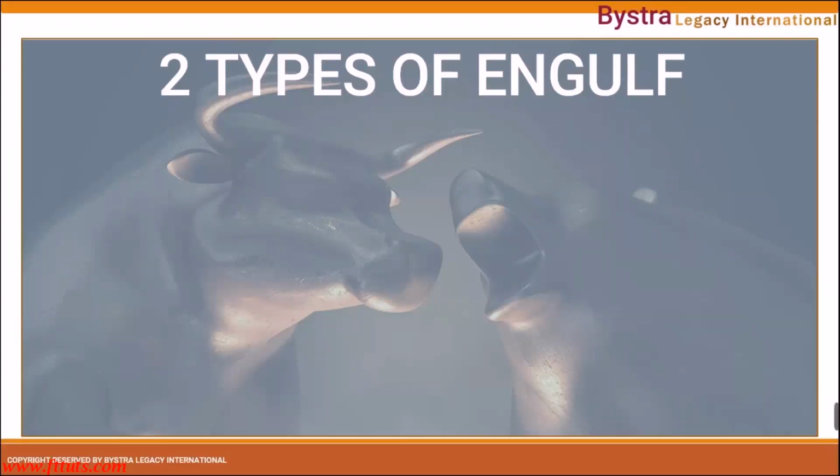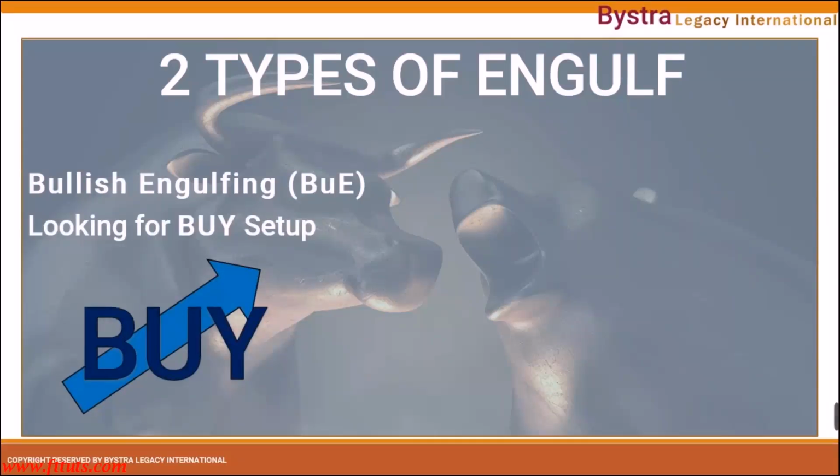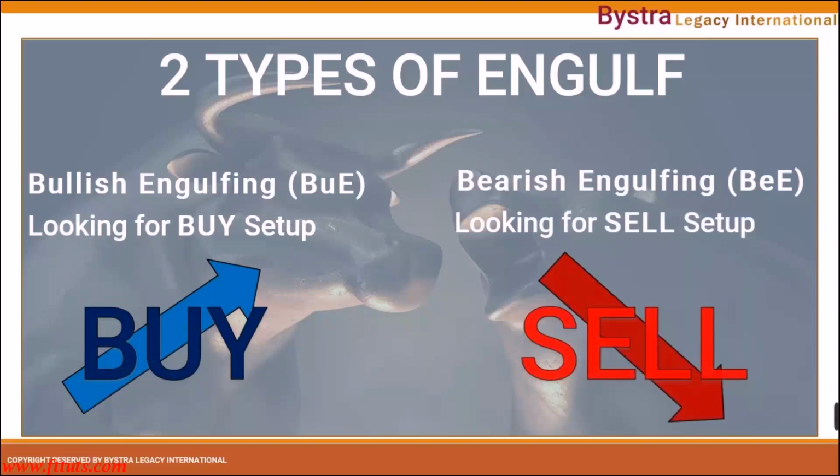There are two types of engulfing. First, the bullish engulfing, where we will only be looking for buy setups. And the other one is the bearish engulfing, where we will only be looking for sell setups. Now, please do not go and sell if you see a bullish engulfing formed. Vice versa for bearish engulfing, please do not go and buy if you see a bearish engulfing. This will go against the trend, and definitely the chances of you making a loss are very high.